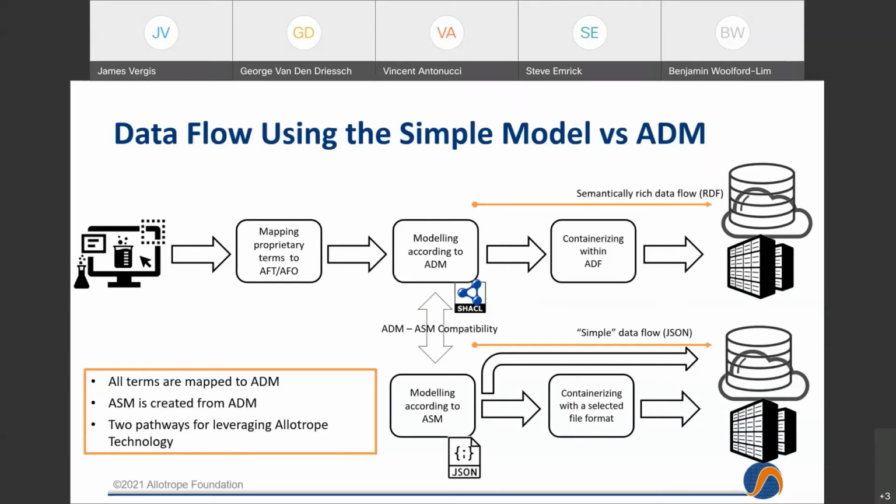But the important thing here to know about both these pathways is that all the terms are mapped into an ADM model first. The ASM is created from the ADM, and there are two pathways for leveraging Allotrope data.